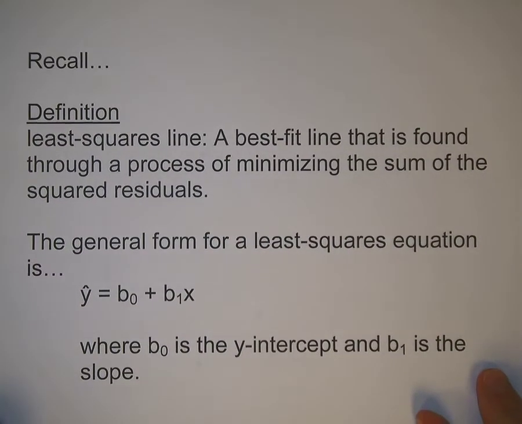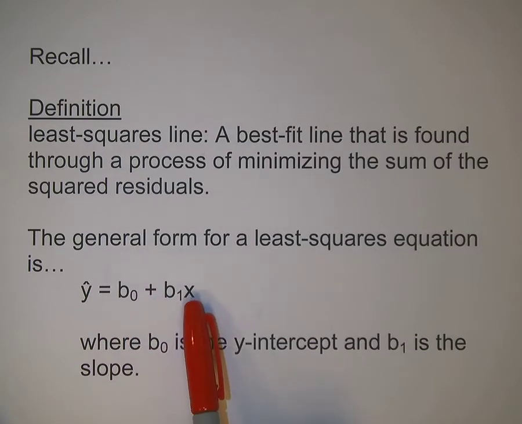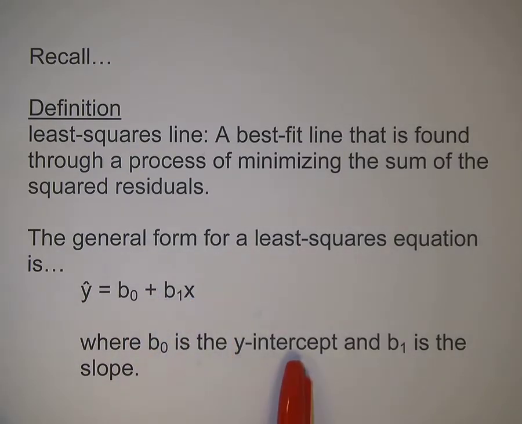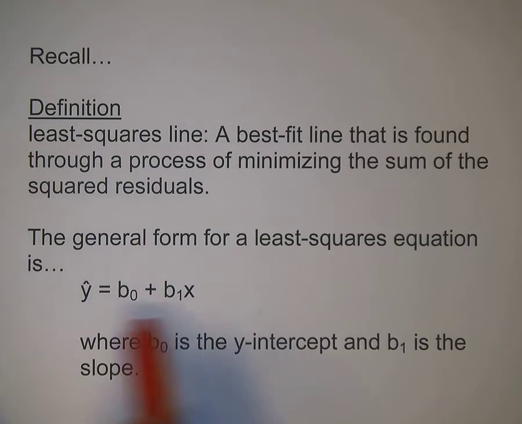Okay, so now recall that the least squares line is a best fit line that is found through a process of minimizing the sum of the squared residuals. Now the general form for the equation of a least squares line is y hat equals b sub 0 plus b sub 1 times x, where b sub 0 is the y-intercept and b sub 1 is the slope. So it's always the y-intercept plus the slope times x that will equal your y hat value. We're going to use that equation in a minute. That's just the general form.